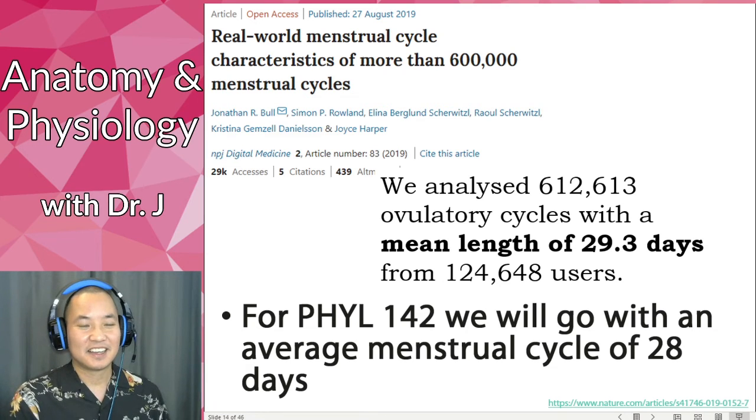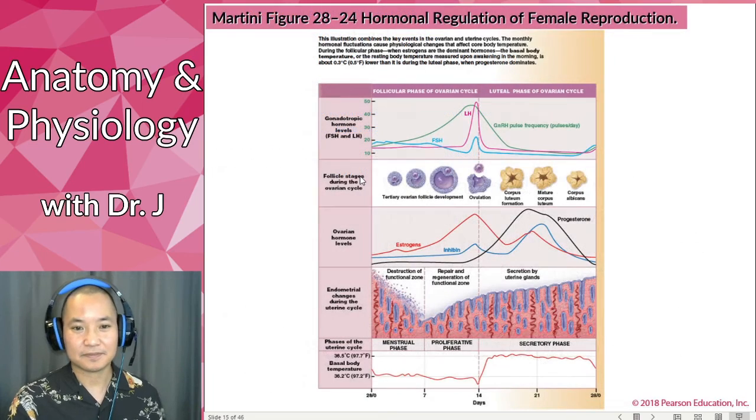So rather than having to do crazy math and divide 29 by 4, or multiply 29 by 1/4 and 3/4, we will go with 28 days. But again, what we saw is that it can be longer than 40 days. It can be shorter than 2 weeks. So there is a big range in menstrual cycle length.